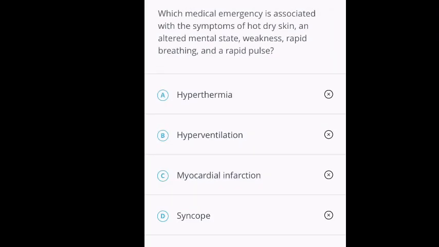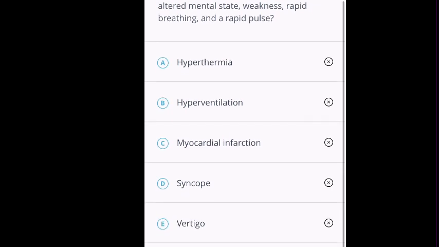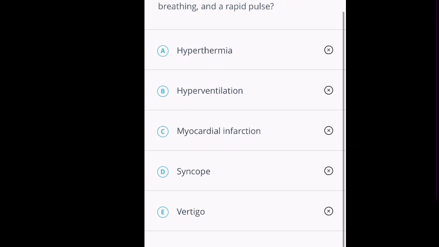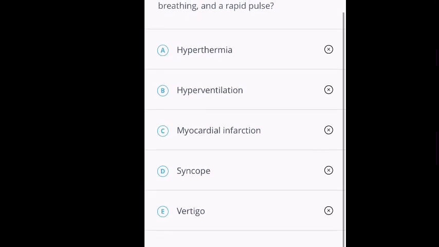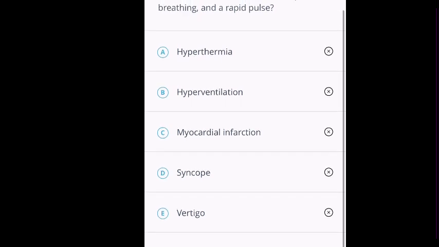Which medical emergency is associated with the symptoms of hot, dry skin, an altered mental state, weakness, rapid breathing, and a rapid pulse? Hyperthermia, hyperventilation, myocardial infarction, syncope, or vertigo? The correct answer is hyperthermia.